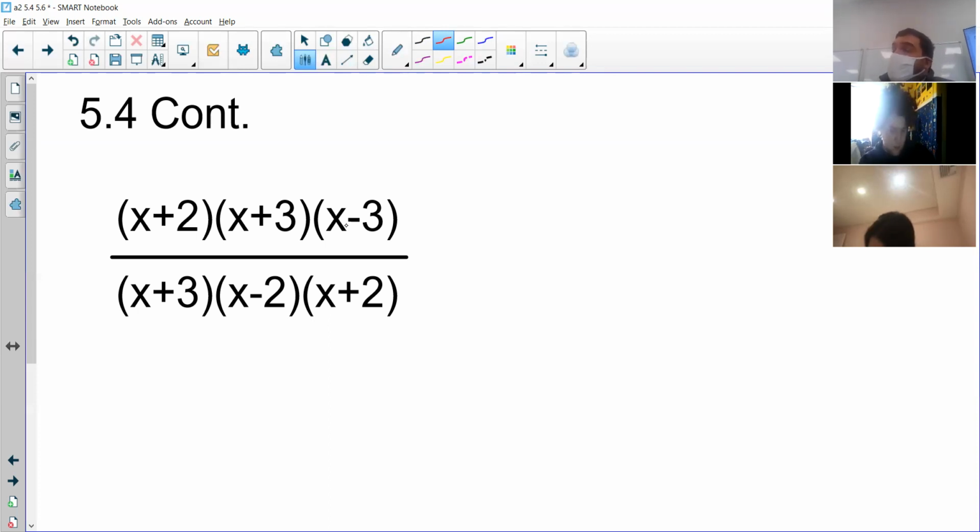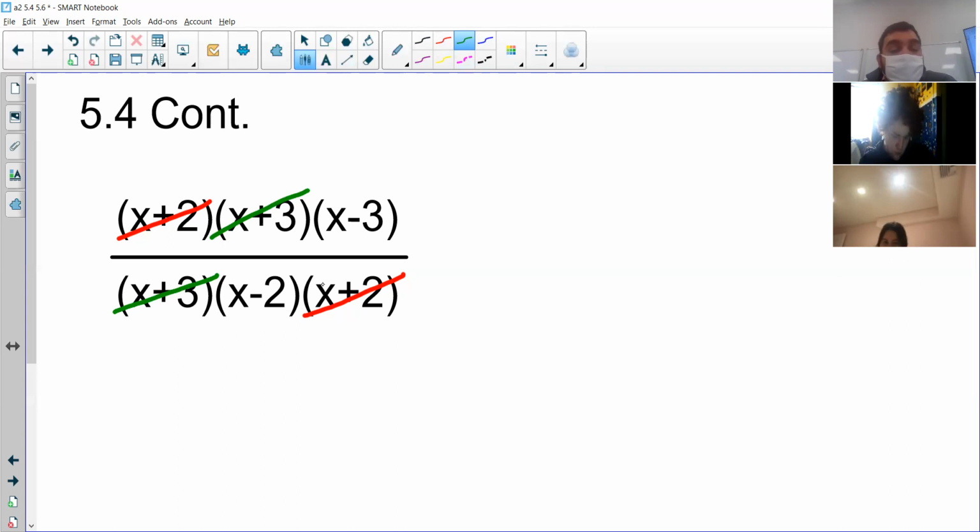Now you can only eliminate things that are exactly the same. You can only cross out things that are exactly the same. So for example, this x plus 2 can only be crossed out with another x plus 2. So the x plus 2s cross each other out because they're exactly the same. It has to be x plus 2, not x minus 2, not the other way around. And then notice the x plus 3s can cancel out each other. So I'll do that in green.